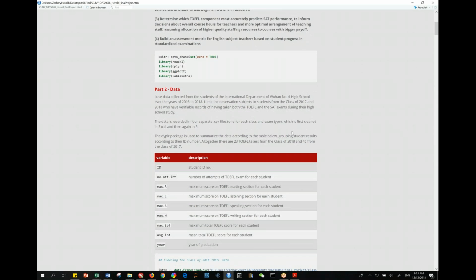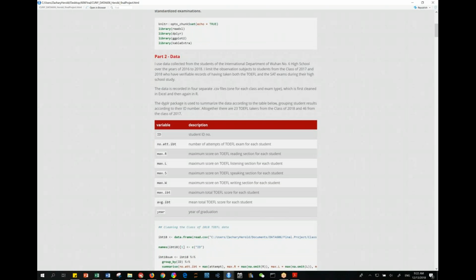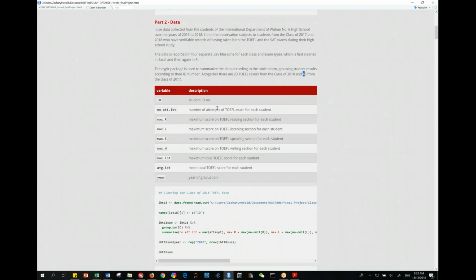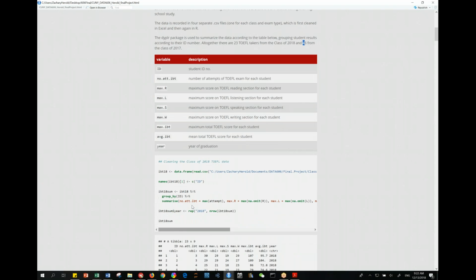metric of performance. So basically what I did is I have pretty small sample sizes. This year's class has 23 TOEFL takers, and 46 from the year before. And I used the dplyr package to basically summarize the data. I have 2 Excels that I converted to CSV. I had a much better time with them in CSV format.